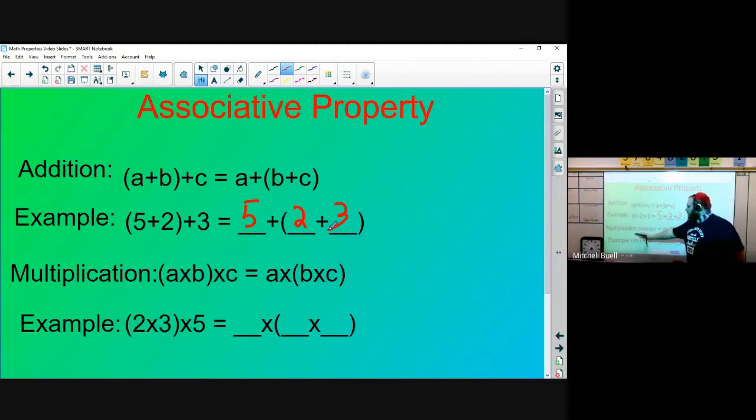Okay? And in multiplication, it's the same thing. It starts off with A times B in parentheses and times C on the outside. And then it's equivalent to A times, inside the parentheses, B times C. So in the example, we start with 2 times 3 in parentheses and then times 5 on the outside. And we're going to again keep them in the same order, 2. And on the inside, we're going to do 3 times 5. So we just changed who 3 is associated with in our multiplication example.